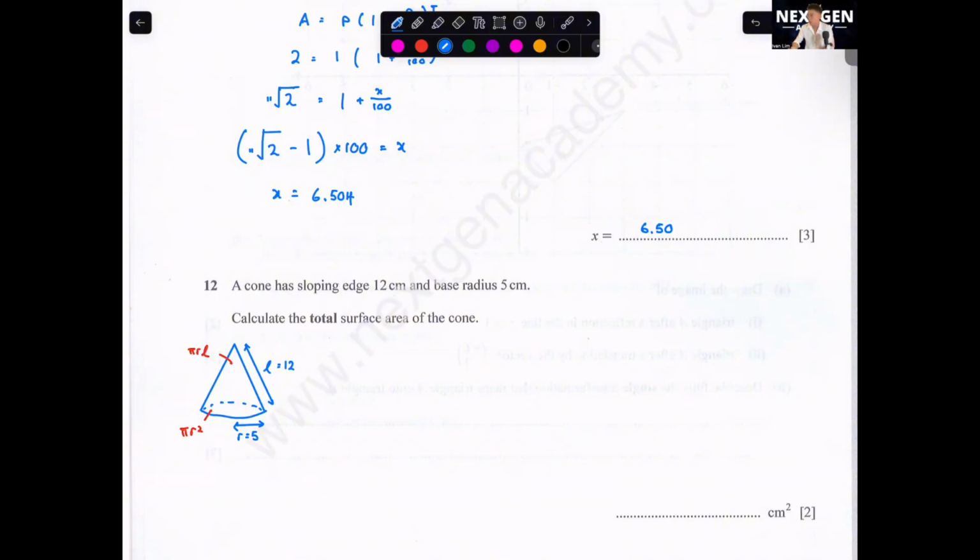You want to separate it or you want to put it together? It is entirely up to you. Okay, it's just a 2-mark question. So total area is pi R L plus pi R squared. Pi 5, 12 plus pi 5 squared. 60 pi plus 25 pi. Okay, here we get 85 pi, which will get 267. This one just write it to 3SF. 267.